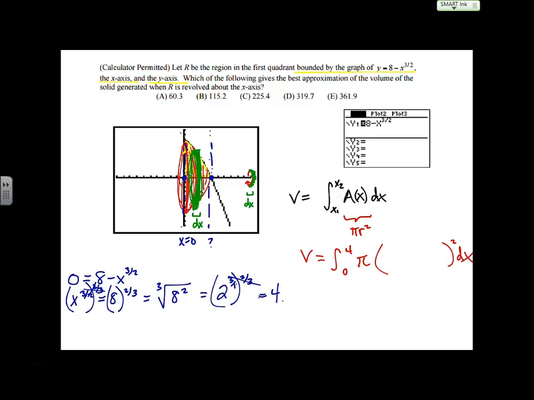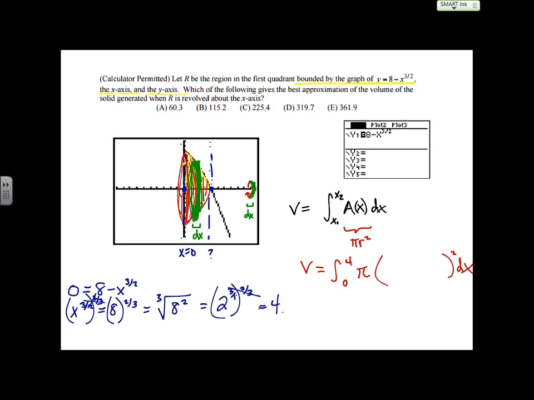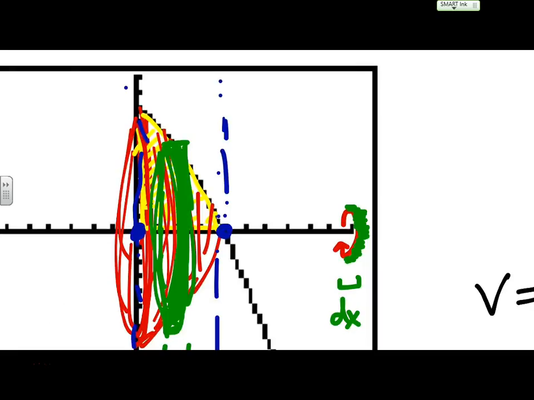With cross sections, it was top minus bottom divided by 2. Who's the radius in this guy? Top to x-axis.